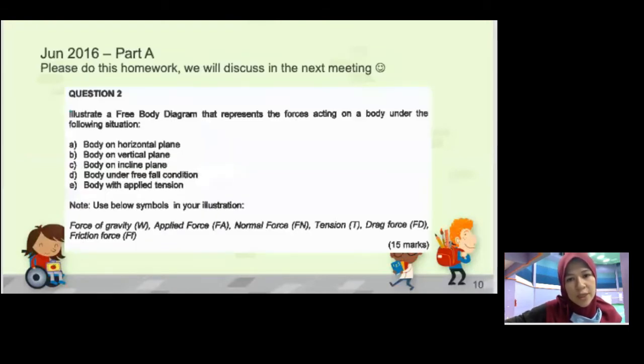Okay, so this is your homework. I would like to see you do the homework or the tutorial, and you will discuss the homework in the next class with Sir Shafiq. Okay, the question is illustrate a free body diagram that represent the force acting on a body under the following situation. So nanti keluarkan setiap satu elemen tersebut dan jangan lupa untuk explain briefly. Okay, use symbol in your illustration such as W, Fa, normal forces, Fn, P, drag forces, Fd, and friction forces is Ff. Okay.